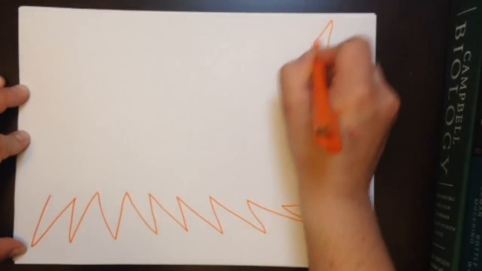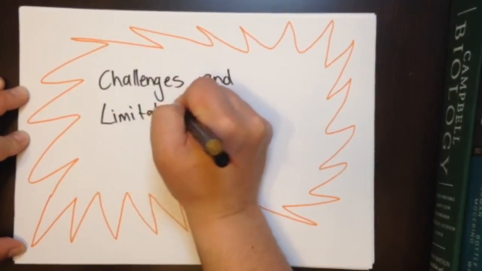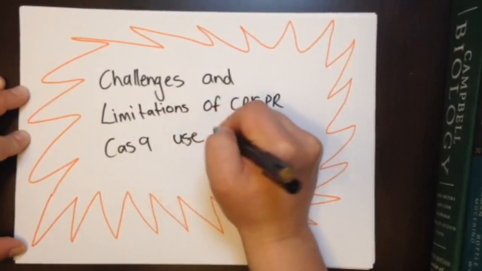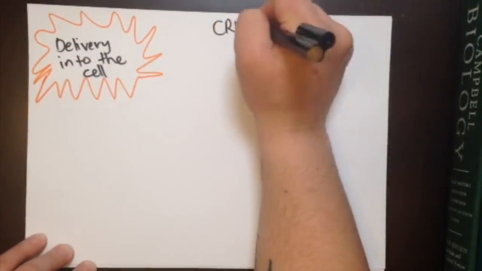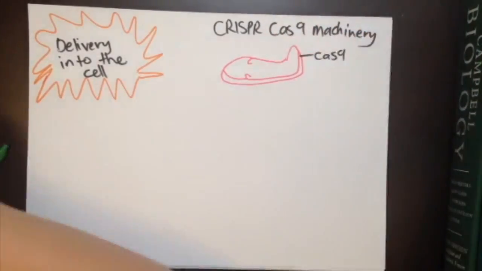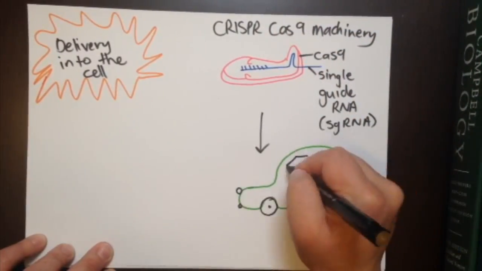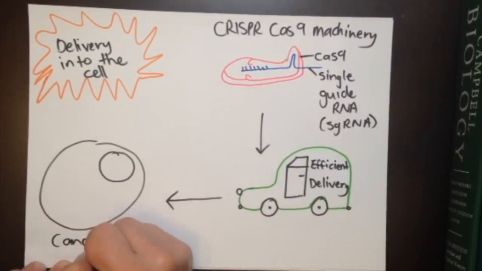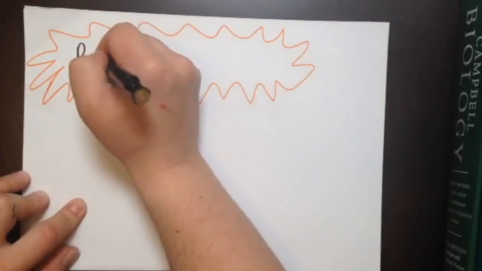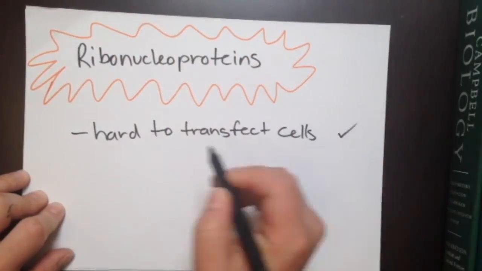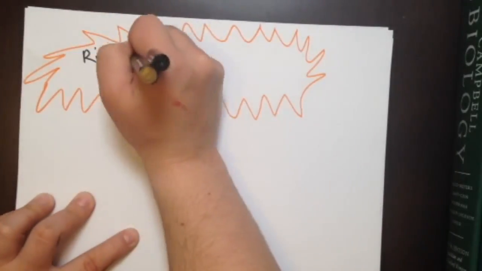While CRISPR-Cas9 has shown that it is an effective tool in genome editing for research, it does, however, have some limitations for its application to cancer treatment. One of the challenges involves efficiently delivering the CRISPR-Cas9 machinery into the cell. Plasmids, viruses, mRNA, and Cas9 ribonucleoproteins have been used in the delivery. Ribonucleoproteins are able to deliver the machinery into cells that were previously difficult to transfect. However, they can only be used in vitro, as their delivery efficiency in vivo is significantly reduced.